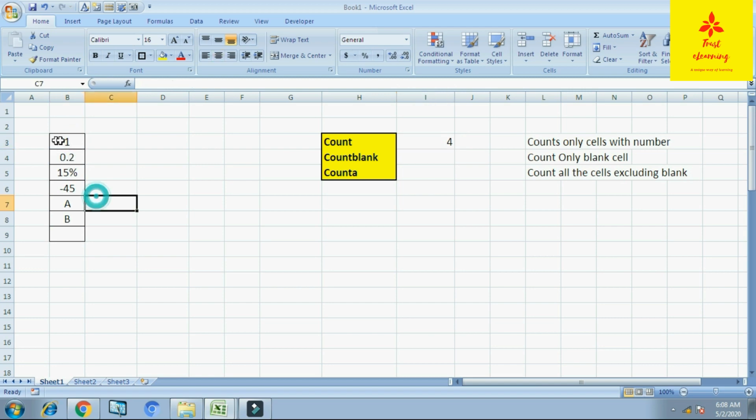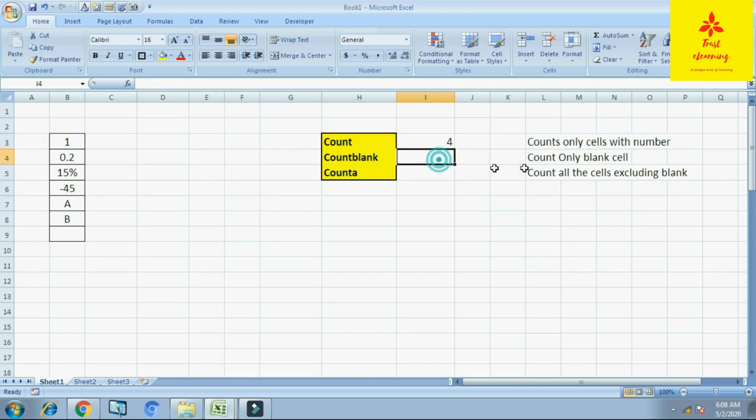There are a total of 7 cells: 1, 2, 3, 4, 5, 6 and 7. Out of which 4 cells are occupied with numbers, as you can see. So it counts only those cells which are occupied with numbers.